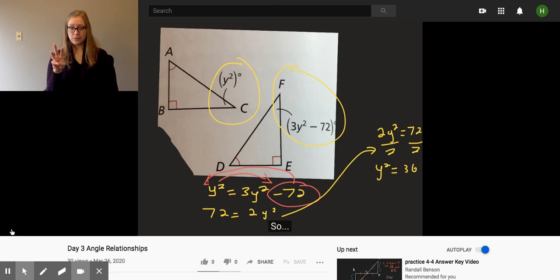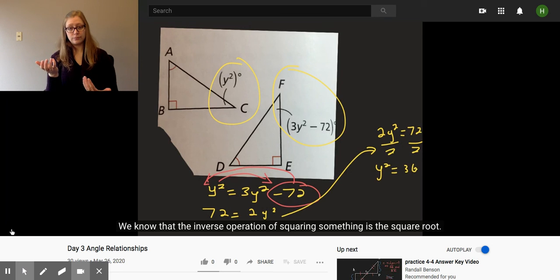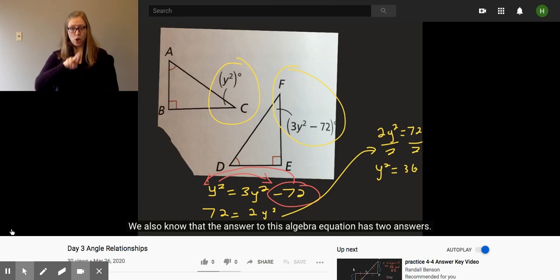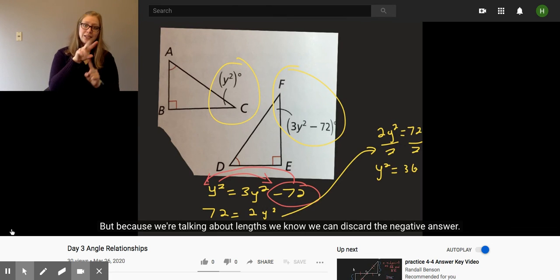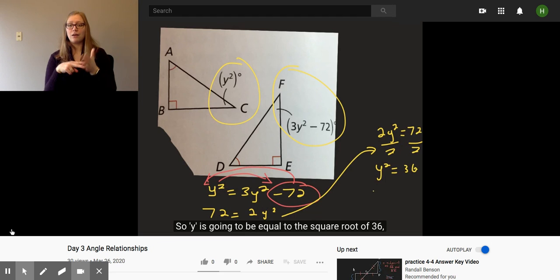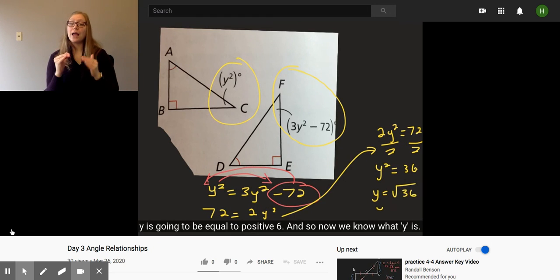So we know that the inverse operation of squaring something is the square root. We also know that the answer to this algebra equation has two answers. The answers would be positive 6 and negative 6. But because we're talking about lengths, we know we can discard the negative answer. So y is going to be equal to the square root of 36. y is going to be equal to positive 6.